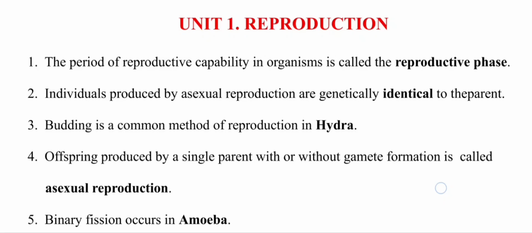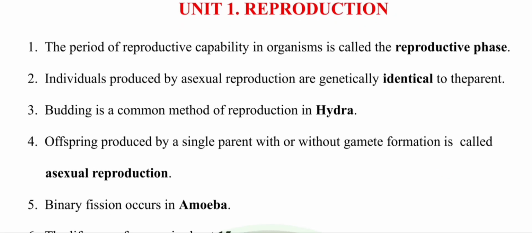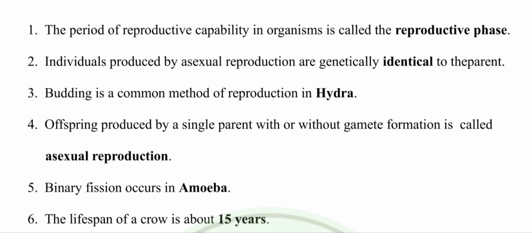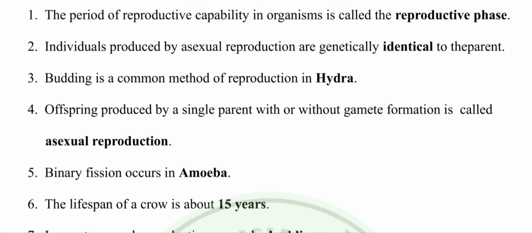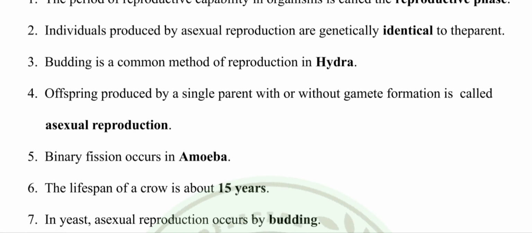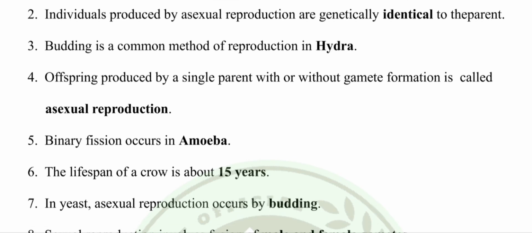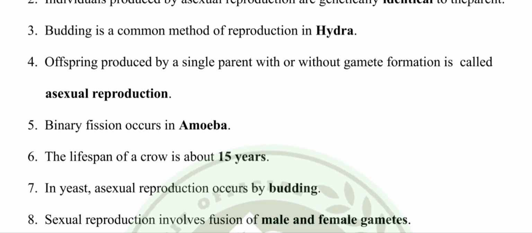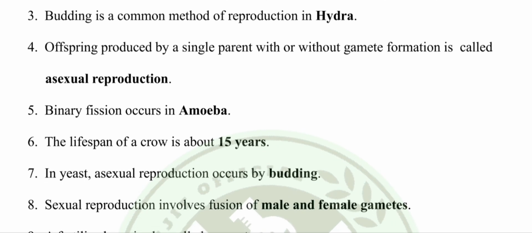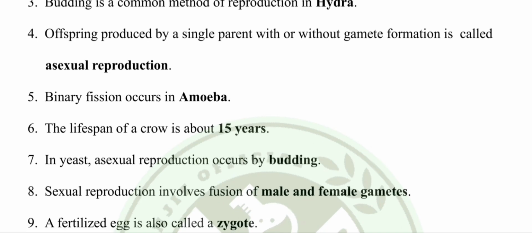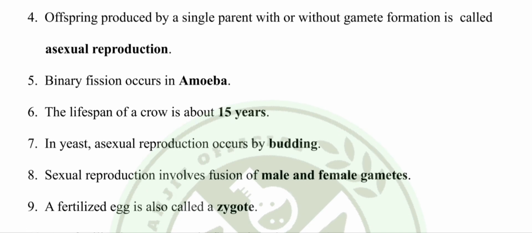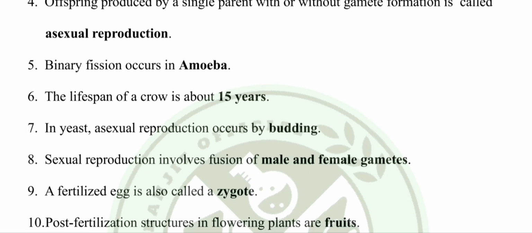1. The period of reproductive capability in organisms is called the reproductive phase. 2. Individuals produced by asexual reproduction are genetically identical to the parent. 3. Budding is a common method of reproduction in Hydra. 4. Offspring produced by a single parent with or without gamete formation is called asexual reproduction.